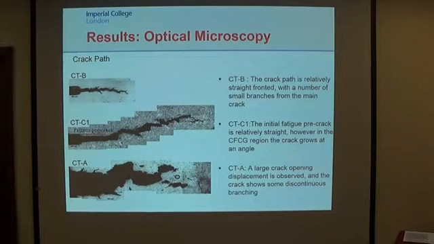at some angle. However, for the exhibit material which is tested at 620 degrees Celsius, a large crack opening displacement is observed, and the crack shows some discontinuity of branching. This may indicate that the creep is the dominant failure mechanism.